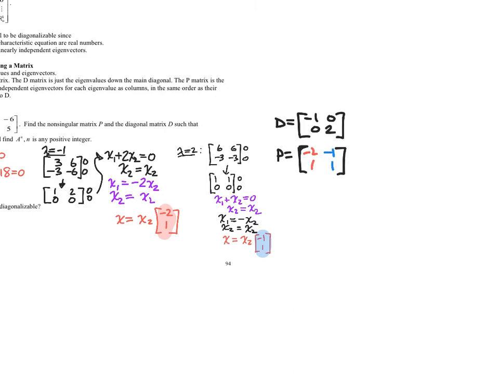Then the P comes from using the eigenvector that corresponds with the eigenvalue used here and placing it in the corresponding column. So this eigenvector went with the negative 1, so it has to go in the same column as negative 1. And the same goes for the other one. All right, so what I want to do in my calculator is see if D is equal to inverse P A P.